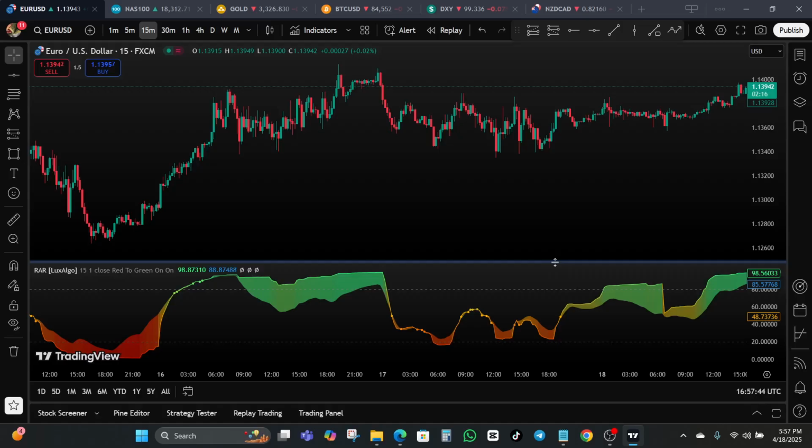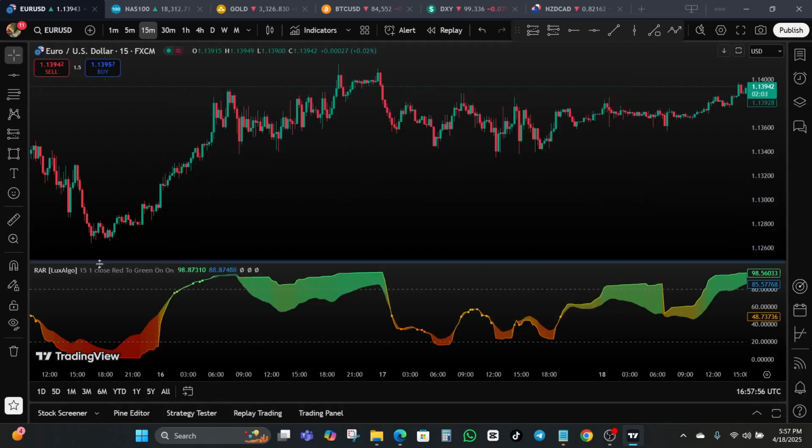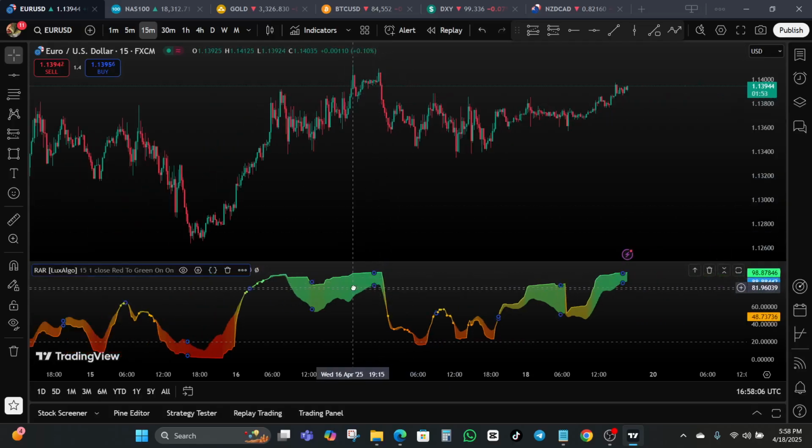You open your TradingView and you load the chart of your choice, and then you search for the Rainbow RSI like I did here in the indicator search bar. Okay, you select the one that is by LUX Algo, that is the one you're going to select. Once added, the indicator will appear on your chart displaying multiple colored bands along the RSI line.